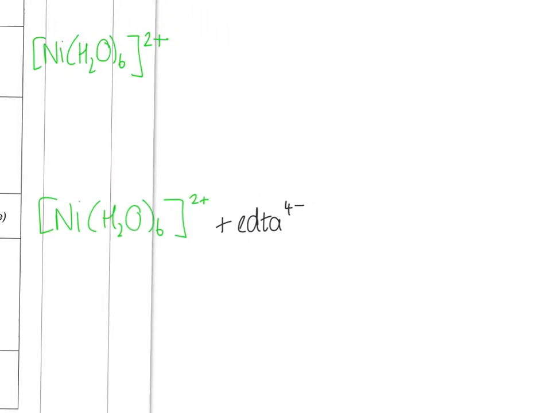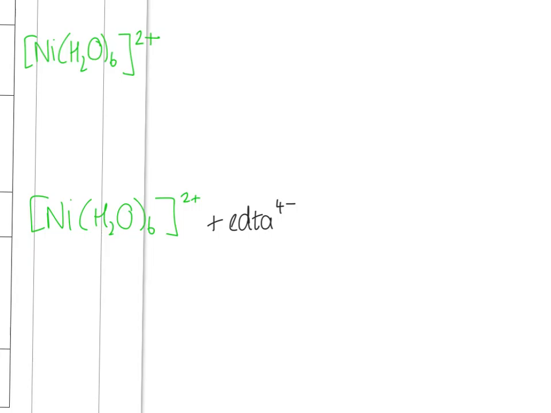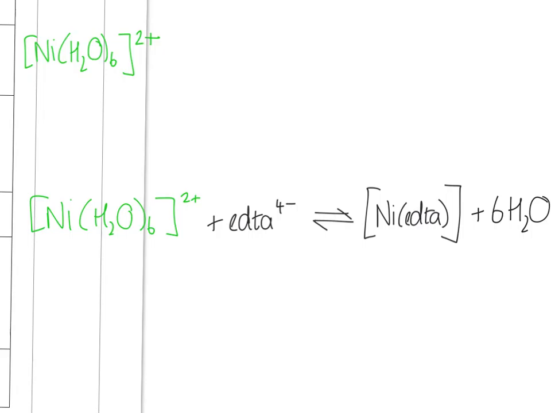So we add in our EDTA and it has the effect of replacing the 6 waters. So what we form is our nickel EDTA complex, and we only need 1 EDTA because it can bond in 6 positions, so it fills that up. We'll leave our charge until the end. And what we have taken out is our 6 waters. So our 6 waters are now free in the solution. They have been replaced by the EDTA ligands.